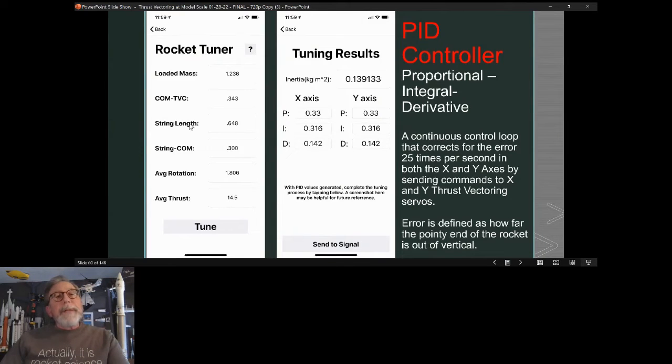Once you enter these parameters for each rocket, the flight computer calculates the PID values. Those PID values are then used for corrective measures during flight. It functions at 25 hertz, or 25 times a second. It sends commands to the X and Y axis servos. We don't have any roll control, so no Z axis, X and Y only.